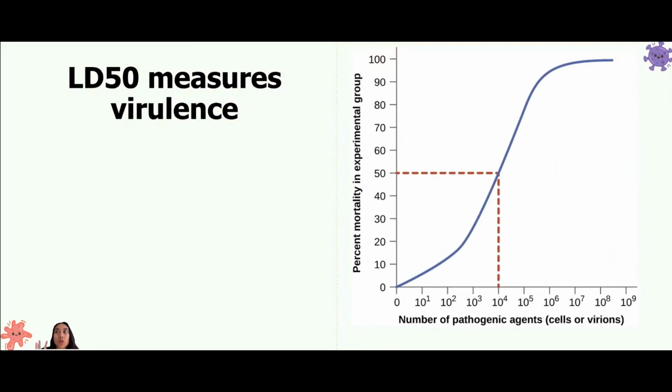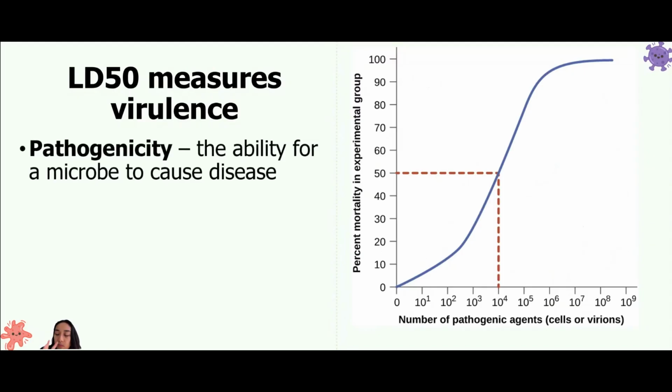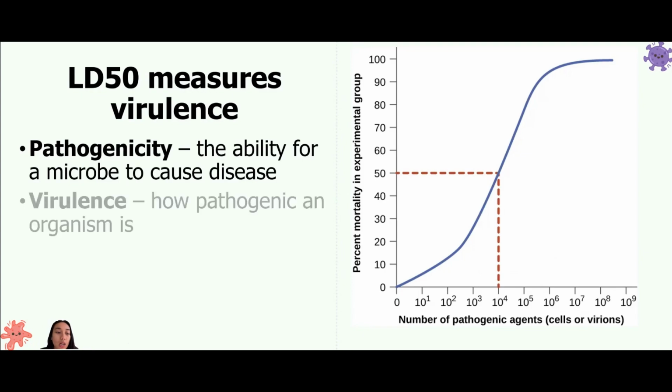Now, when we are describing a specific microbe, we describe it based on its virulence. There are a couple vocabulary words that I want to get out first. Pathogenicity is just the ability for a microbe to cause disease. Some microbes are pathogenic, some microbes are not. And virulence is how much it is pathogenic, so the level of pathogenicity. Is it really infectious or is it not, essentially?